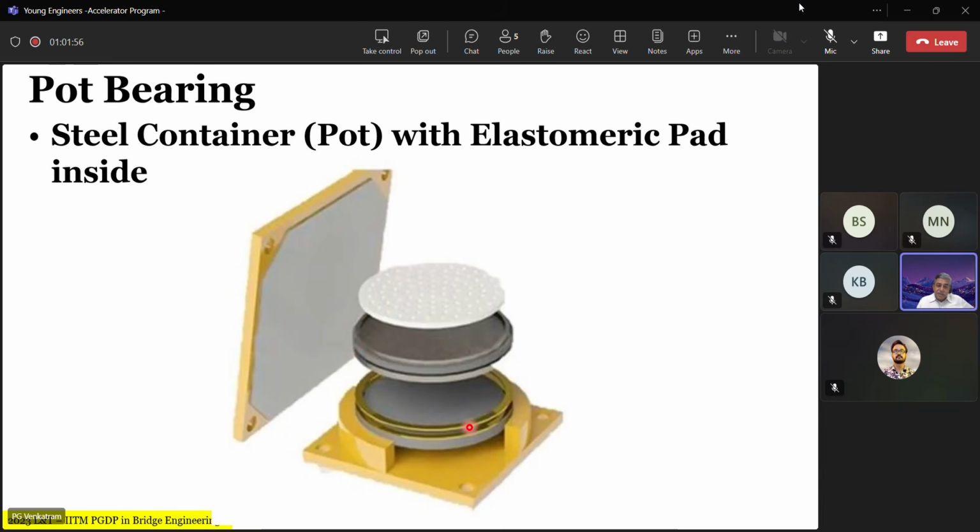Now you tell me, this elastomeric disc, once it goes into the pot and it is covered by this piston, is it open to air? No, sir. So what difference does it make? Yes, it is not exposed to air, agreed. But what difference does it make structurally? There's a word for it which should come to your mind.